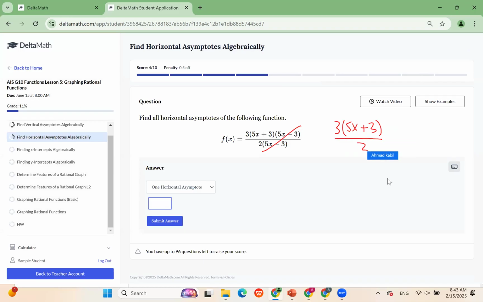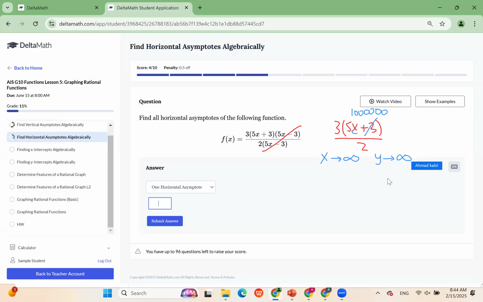And in this case, if we put 1 million for x, we get a huge number. 5 million plus 3. Even if we cancel out the 3, we still have 5 million times 3 over 2. So as x gets very large, in this case, y gets very large as well.